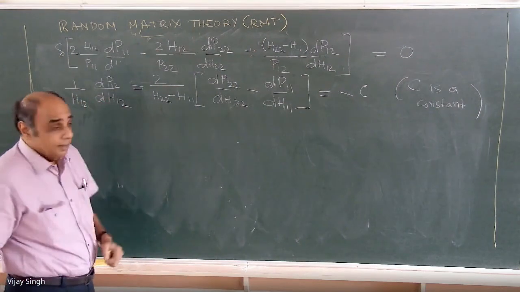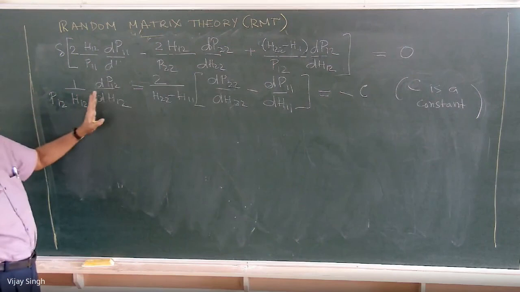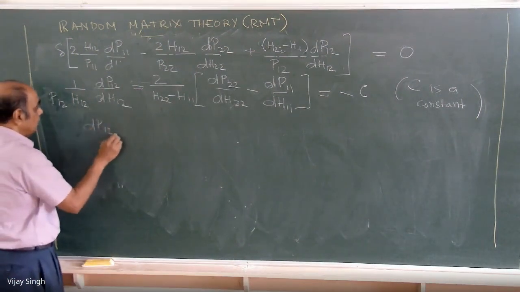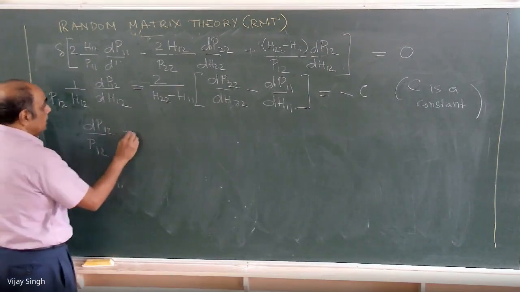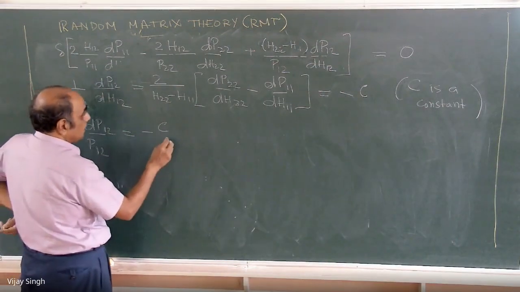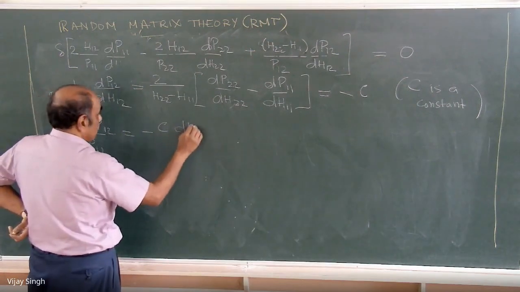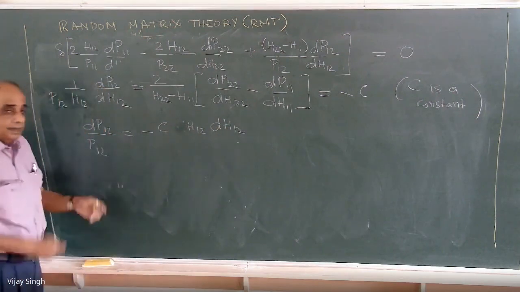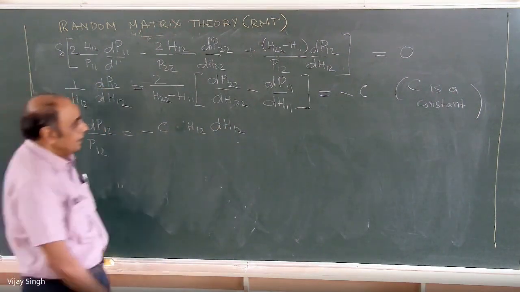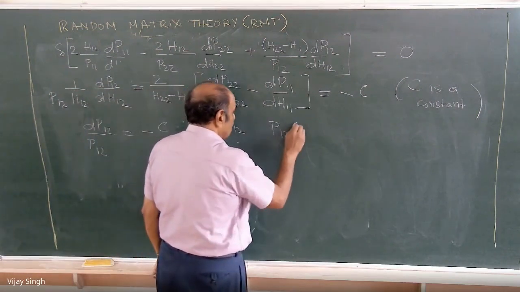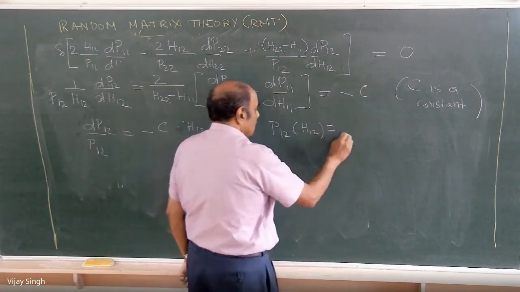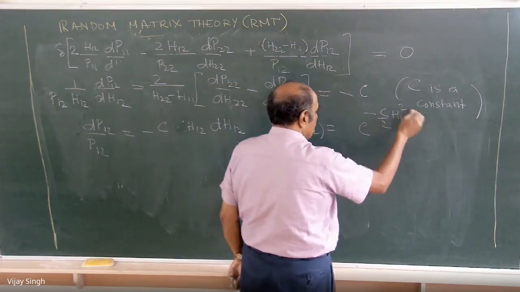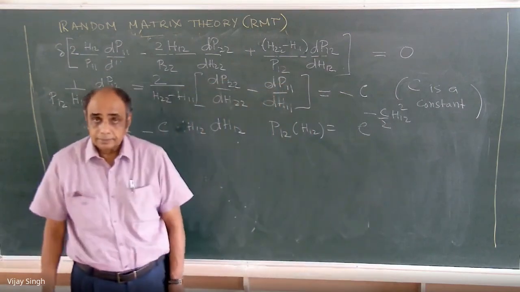So I have this. Now it is very clear that at least this term I can get a very clear handle on, because I have nothing but dP12 by P12 is equal to minus C, what is it, dH12. So H12 into d. I can integrate this very simply to get that P12 of H12 is equal to e to the minus C.